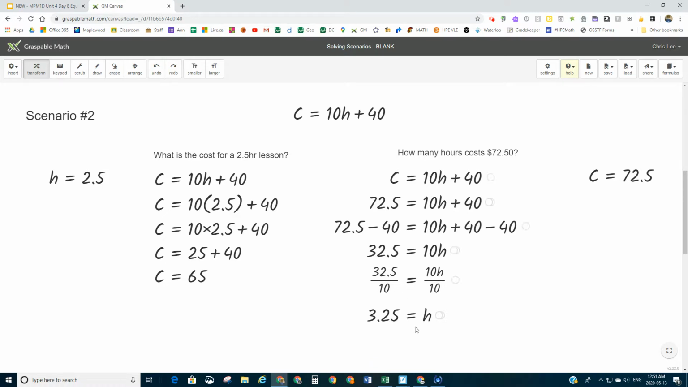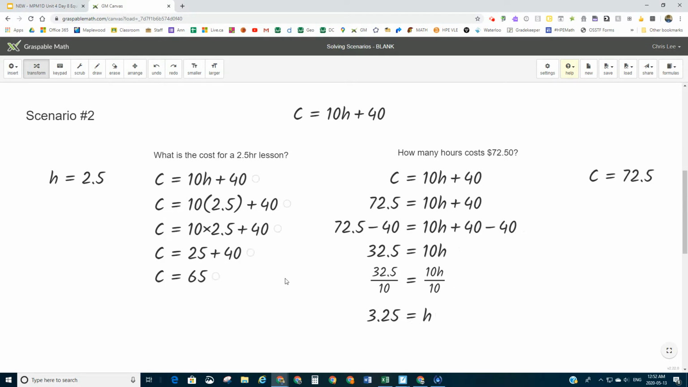And it turns out then if you paid $72.40, you had a 3.25 hour lesson. The $40 went towards the lift ticket to get in, and then the rest went towards paying your instructor. And you got 3.25 hours, which is actually 3 hours and 15 minutes.